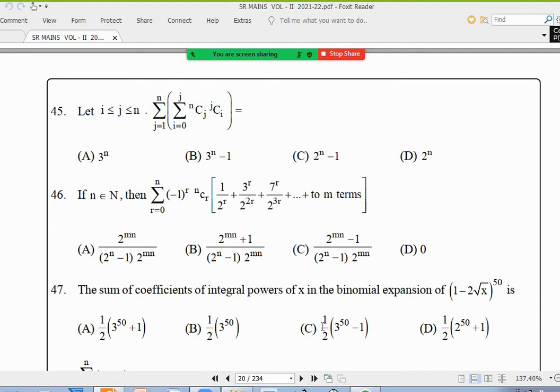45 is of course based on sigma. Just try that. That's important.